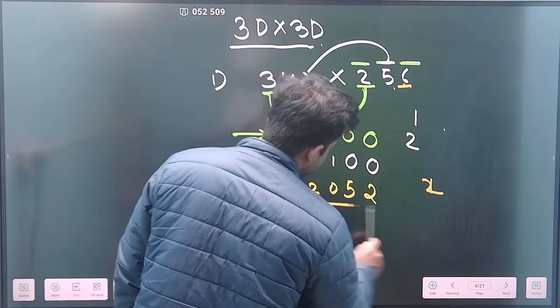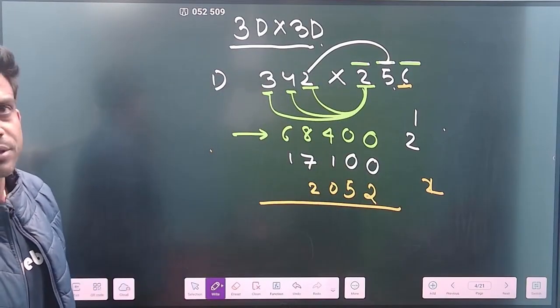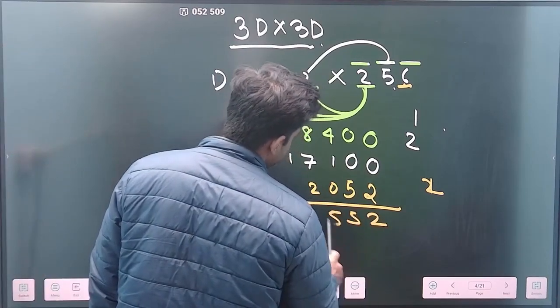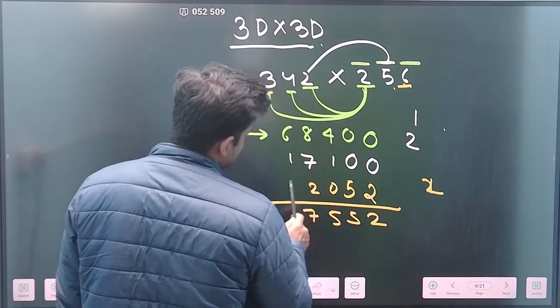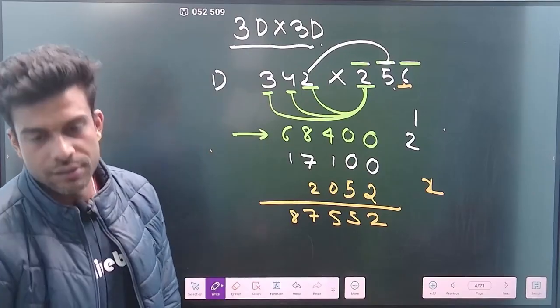Correct? Add all these numbers. Lastly, you need to add this number. I hope this makes sense. This is 2. This is 5. This is 5. This is 7. 8 8 16. 16 17. 7. 6 7 8. 8 7 5 5 2. I hope you got this.